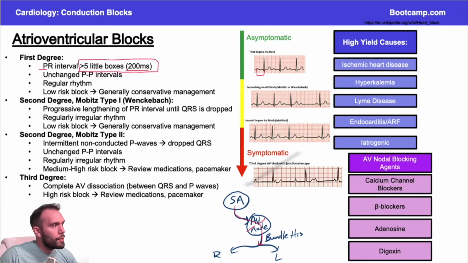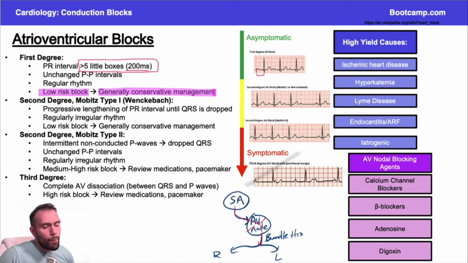That's the whole concept. So the intervals between each P wave, those are going to be regular. There's going to be no changes there, right? We have a normal sinus rhythm coming from the SA node. It just simply takes longer to get the signal through the AV node. So that's important. So we have a regular rhythm. And in general, again, these are graded by severity. So you can think of this as a very low risk block.